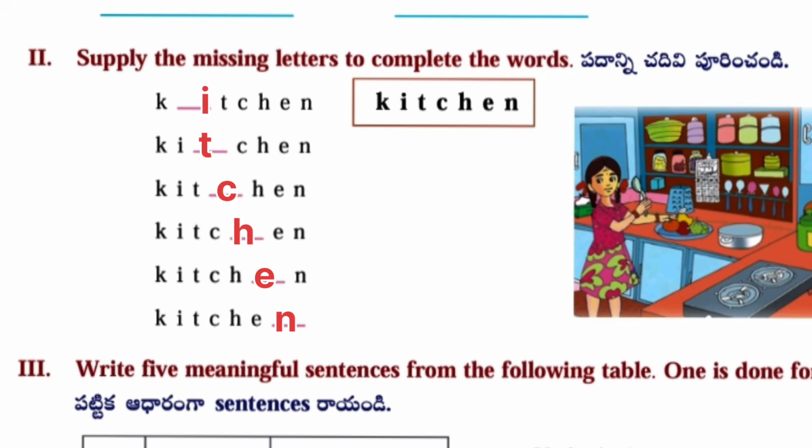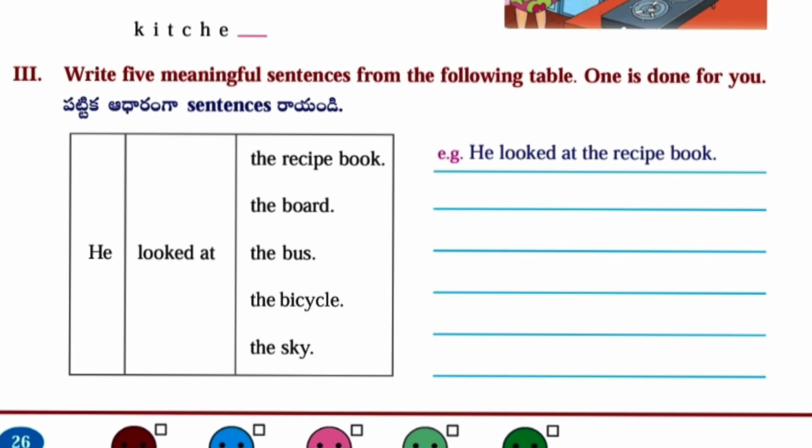Next, supply the missing letter to complete the words. Kitchen. In the first word, I is missing. Second word, T. In third, C. In fourth, H and E, H.